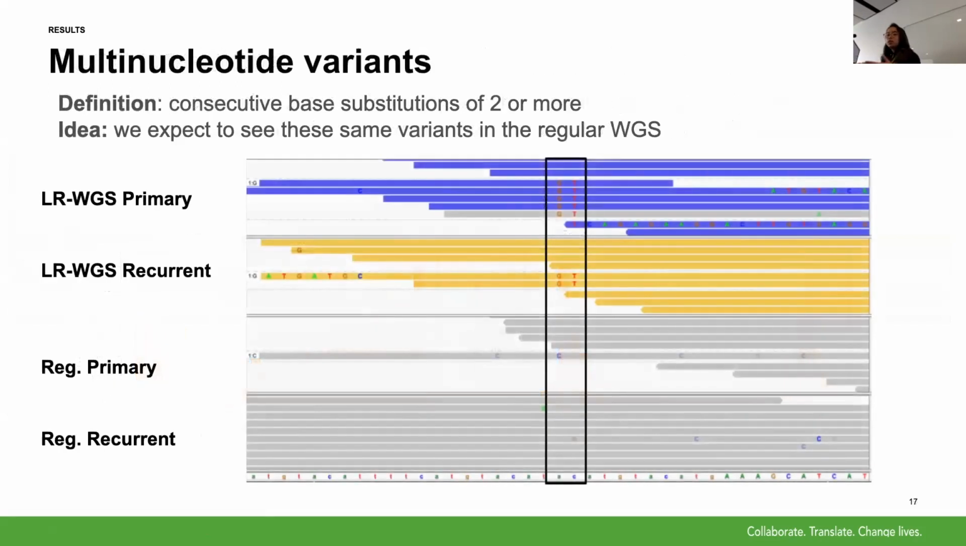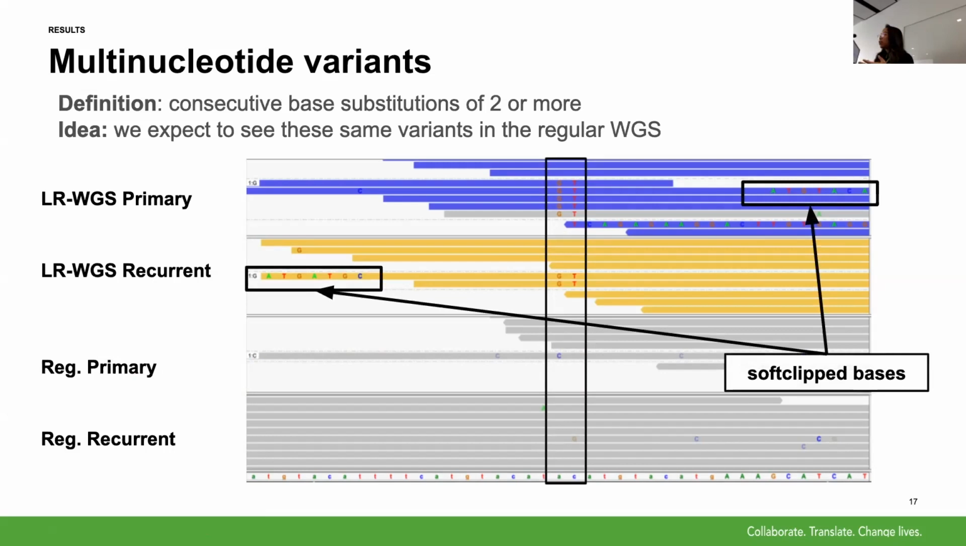When we looked at the IGV screenshots, we saw a lot of these multinucleotide variants, that's consecutive base substitutions of 2 or more. In these different panels, I'm indicating the different tumor samples and the different data types. So in the top one, the top 2 here, we're seeing these multinucleotide variants only in the linked reads. We also noticed that a lot of these reads that are carrying these multinucleotide variants had a lot of soft-clipped bases. And so that's where the mapper forces the alignment there. And these reads seem to have mismatches at the very end. And so they trim these mismatched ends, and these are the soft-clipped bases.